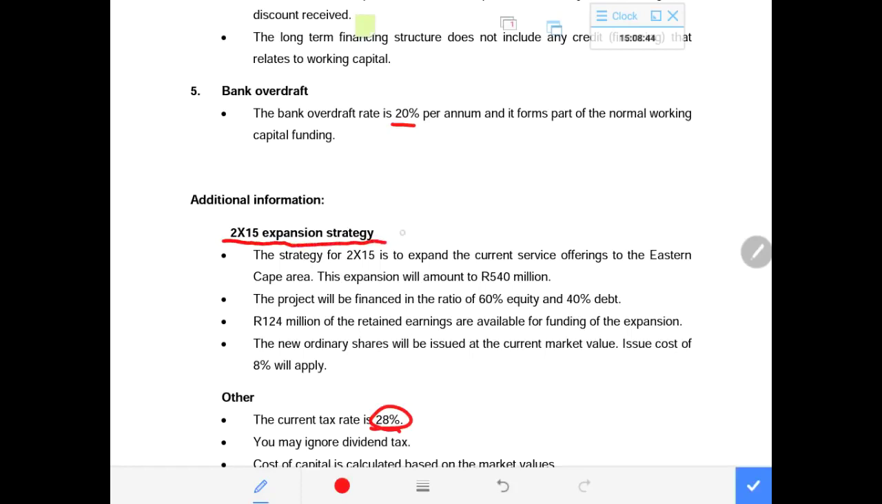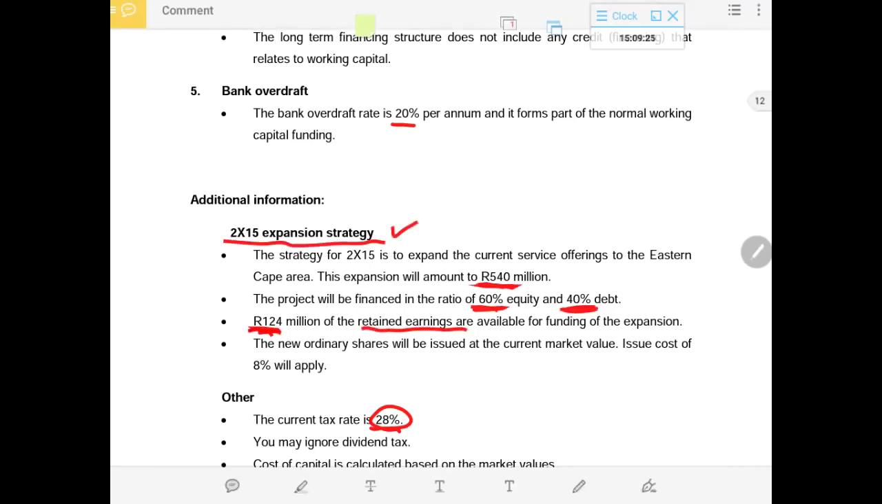2015 expansion strategy. This is for the next year or the next accounting period. The strategy for 2015 is to expand the current service offering to the Eastern Cape area. The expansion cost will be 540 million. The project will be financed in a ratio of 60% equity and 40% debt. However, 124 million of the retained earnings are available for funding the expansion. So now 124 million will have to be deducted as retained earnings.